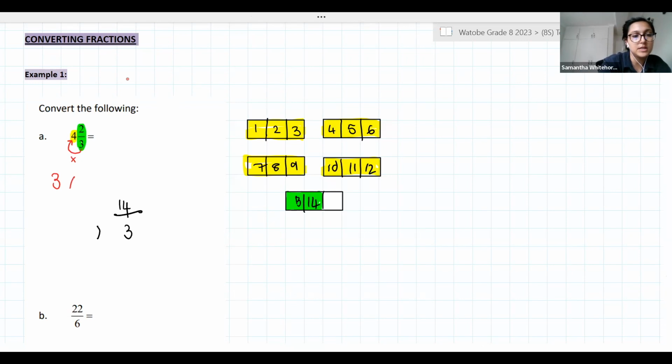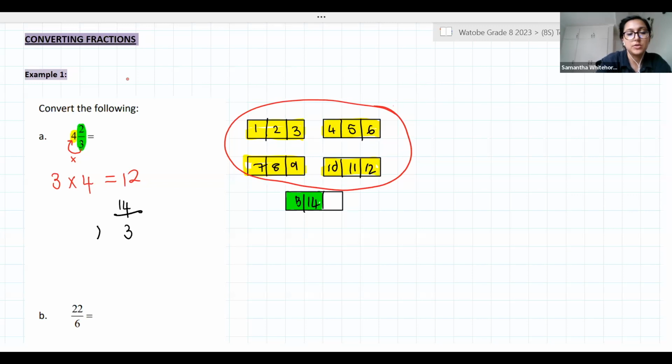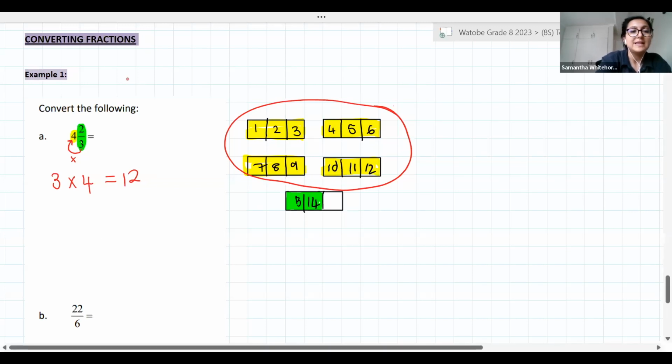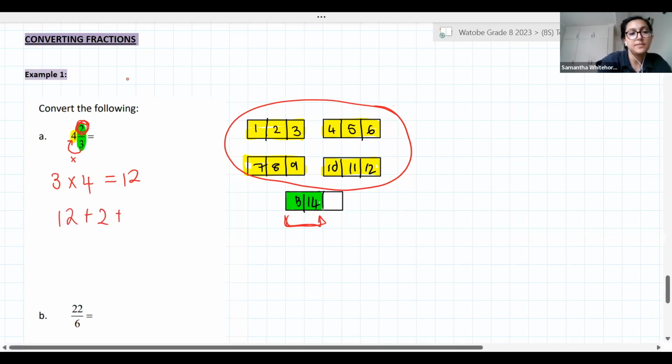So we say 3 times 4, because there are our whole numbers, and there's 4 whole numbers or 4 whole groups, and each of them are made up of 3 parts. So we say 4 times 3, which we know is 12. And then we add the 2 extra blocks. So the 2 parts that don't quite make up a whole, we add. So we would say 12 plus 2. And that gives me 14.